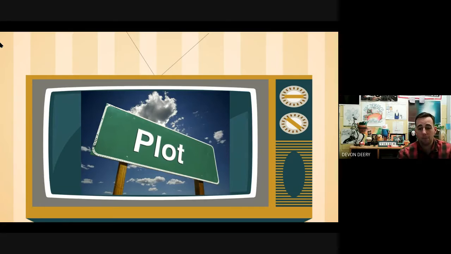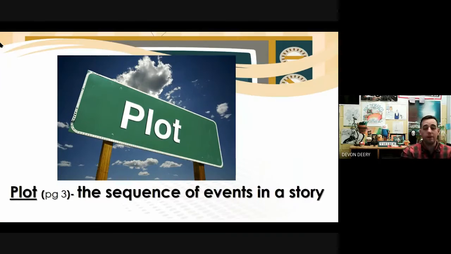Plot. You probably heard it before. When we filled out that map, we mapped out Salva's journey. There was a question on the bottom that said something like, after completing this assignment, what did you create? You created a summary, right? You summarized Salva's journey. And what did you summarize? You summarized the plot, because plot is the sequence of events in a story.